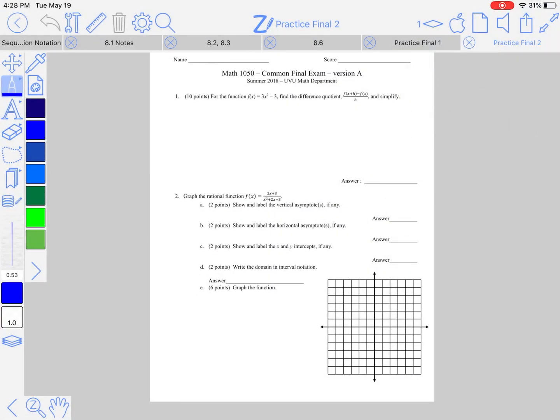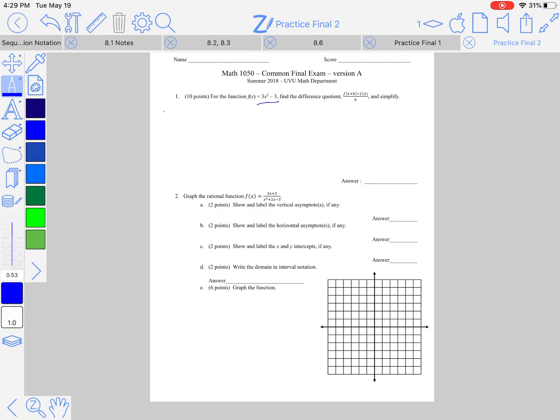All right, here we go, folks. Number one, it says f of x equals 3x squared minus 3. Find the difference quotient, f of x plus h minus f of x, all over h, and simplify.